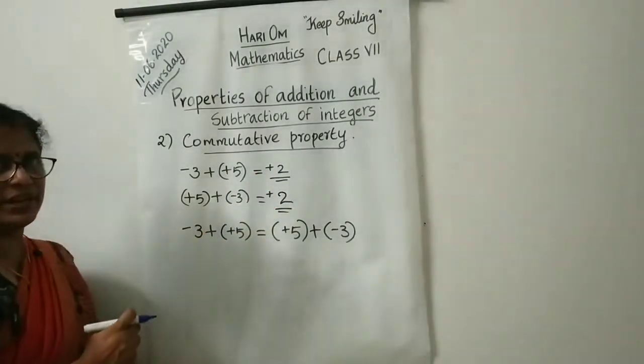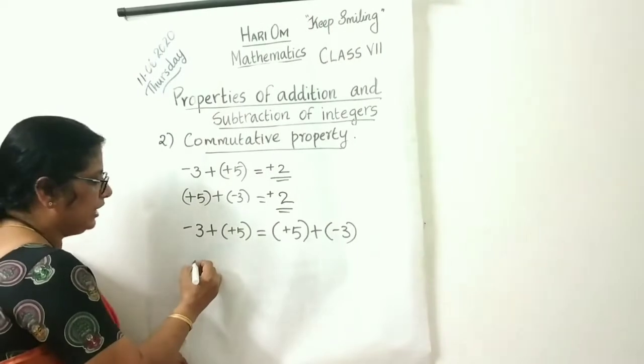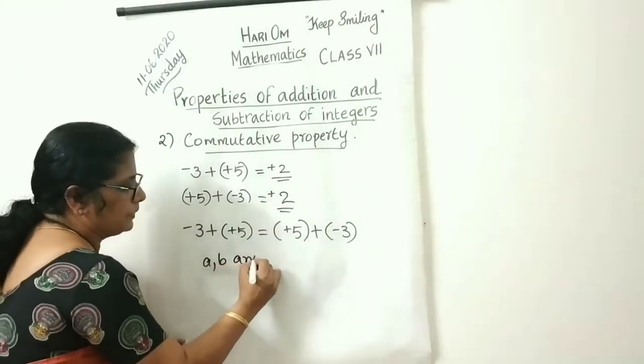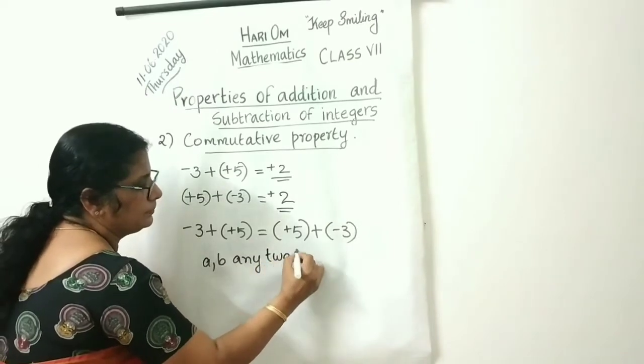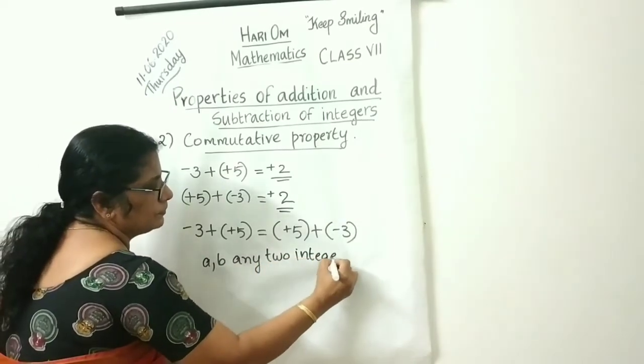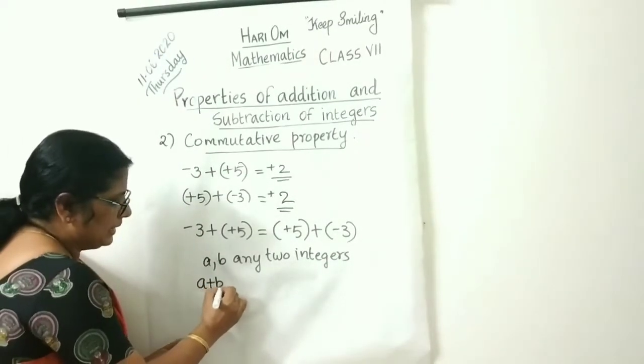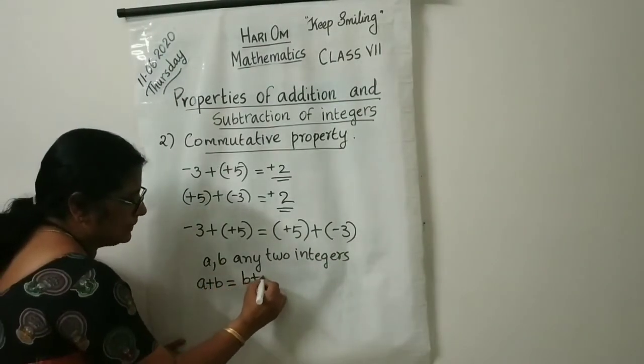That is, in general, we can say that if A and B are any two integers, A plus B is equal to B plus A.